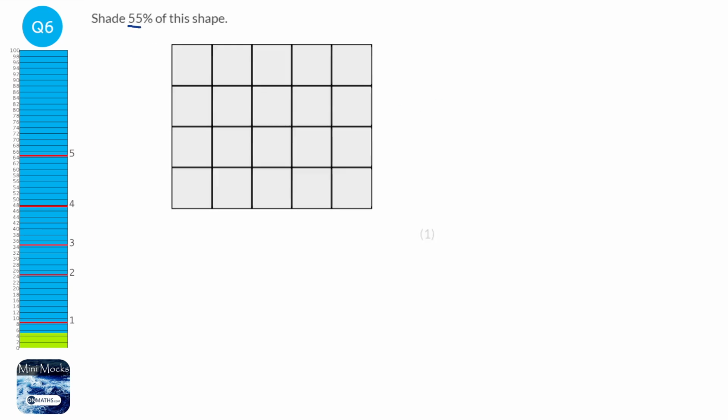So 55% is the same as 55 over 100. And what I can do is I can divide the top and bottom of the fraction by 5. And so that is going to equal 11 over 20.